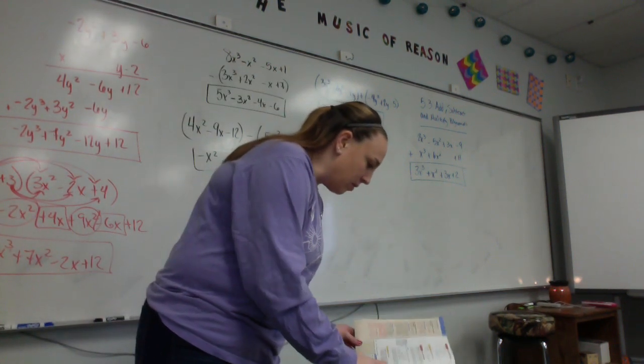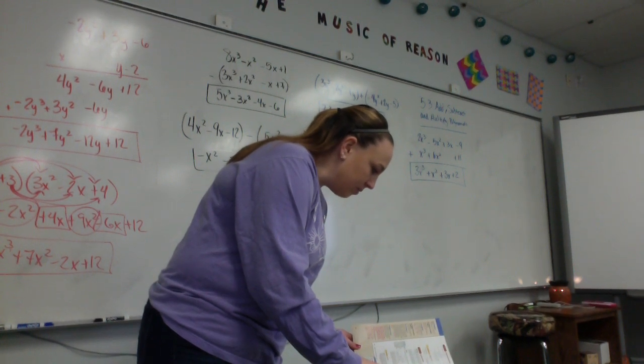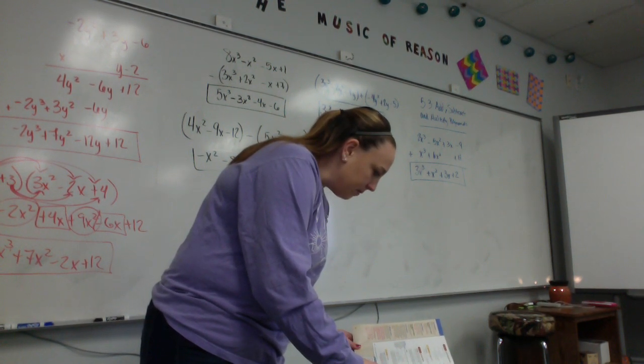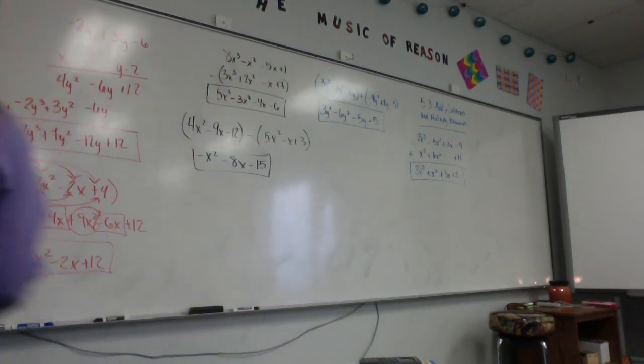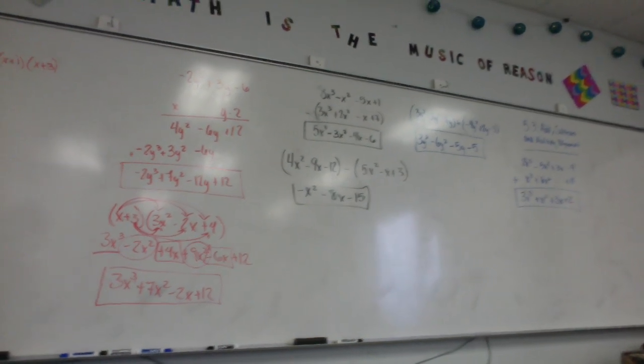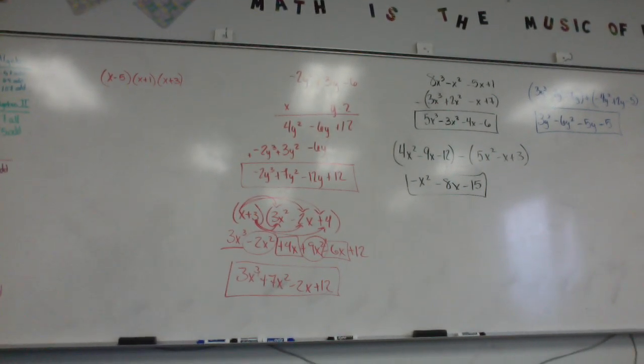The last one we're going to work on today is multiplying a trinomial. We're going to do x minus 5, x plus 1, x plus 3. x minus 5, x plus 1, x plus 3. How do you think we go about multiplying this? What do you think we need to do for this one?